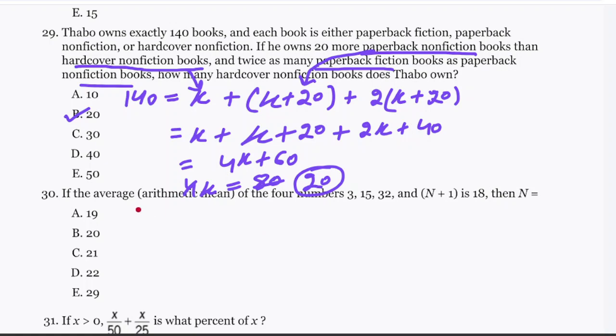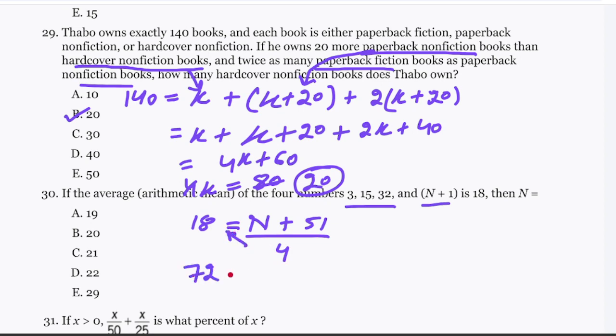If the average of the four numbers 3, 15, 32 and n plus 1 is 18. Now average is 18. That is equal to 3 plus 15 plus 32 plus n plus 1. That means this is n plus 3 and 15, 18, 18, 32, 50. N plus 51 divided by 4. Do a cross multiply. You got 72. That is equal to n plus 51. That means n is equal to 21. So the answer is option C.